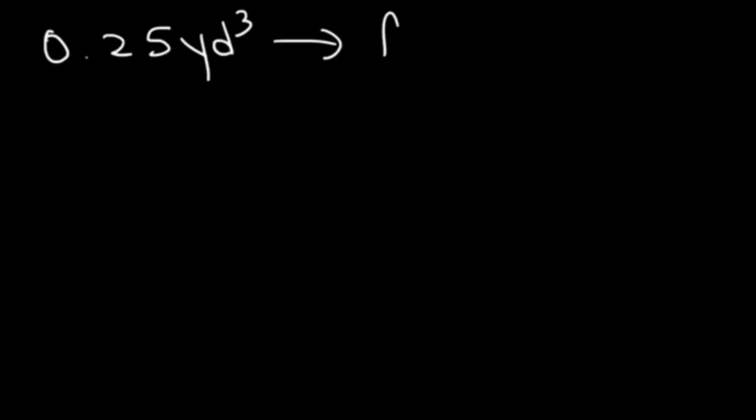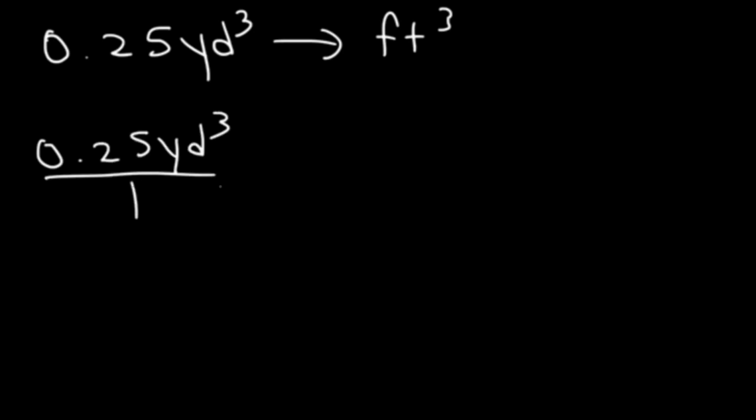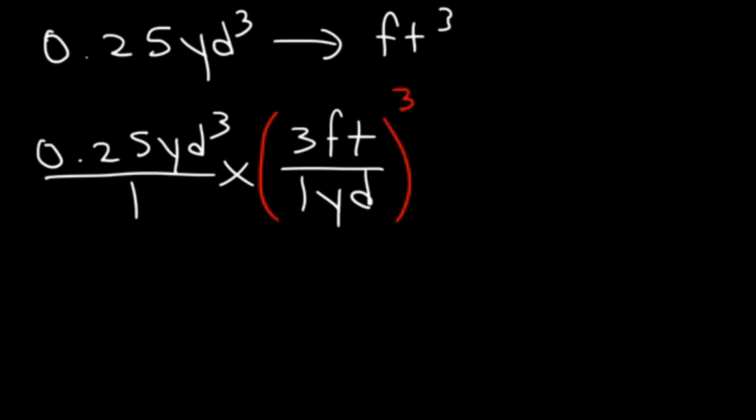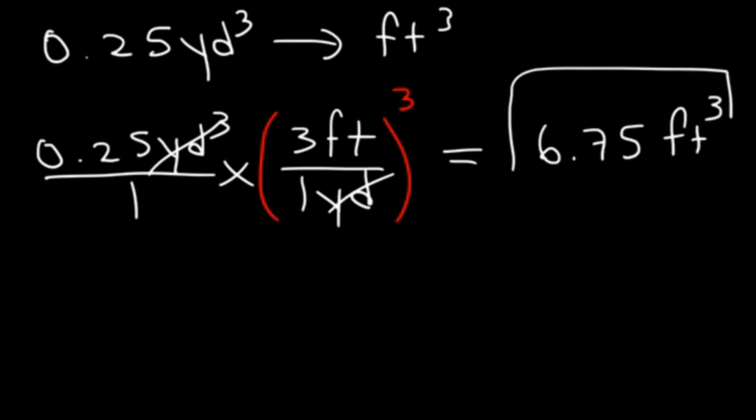Now let's try volume. Let's say if we want to convert 0.25 cubic yards into cubic feet, which represents volume. How can we do so? So once again, let's start with what we're given. And we know that 1 yard is equal to 3 feet. So we need to raise the conversion factor to the third power. So yards cubed will cancel. 3 to the third power is 27. 27 times 0.25 is 6.75. So the answer is 6.75 cubic feet. And so that is it for this video.